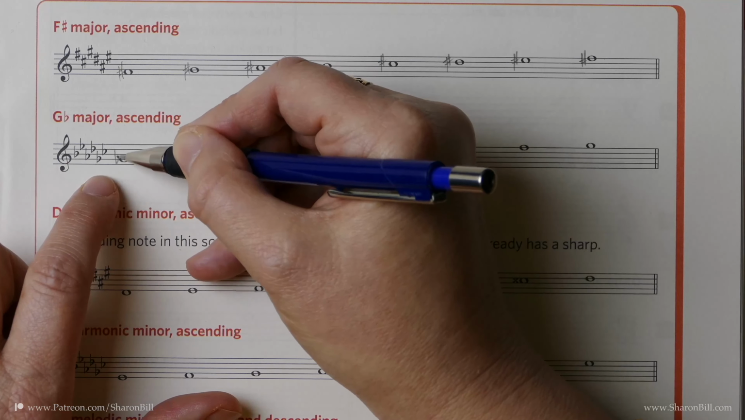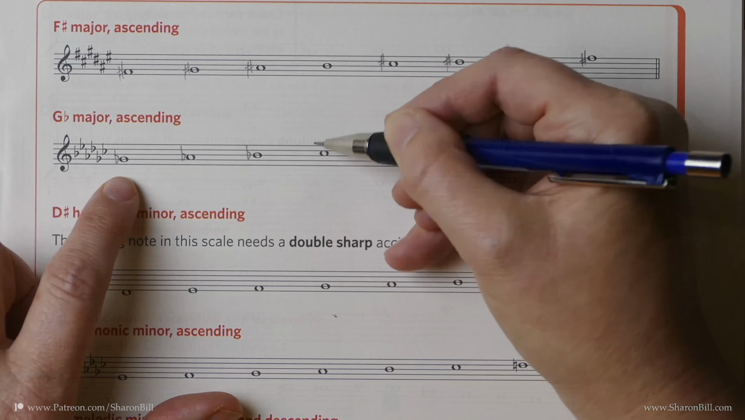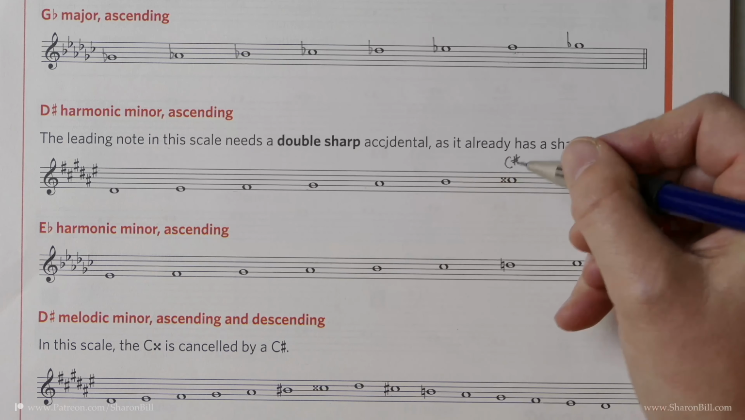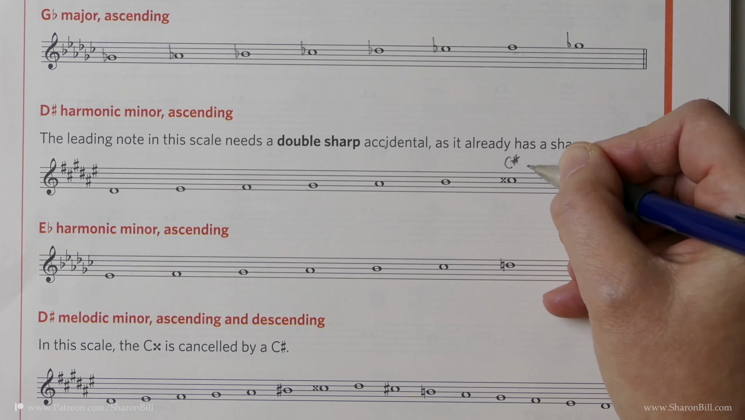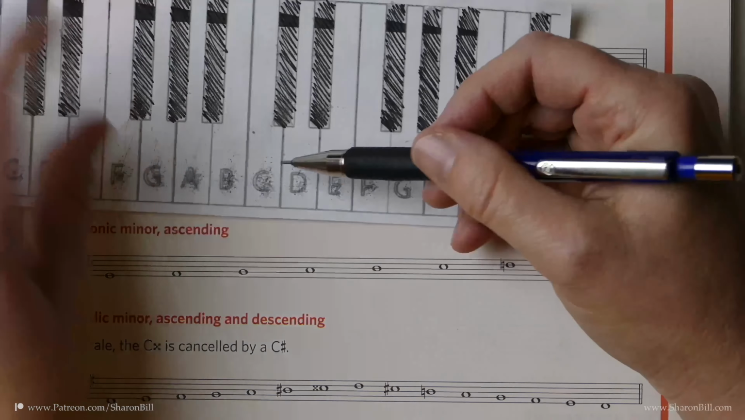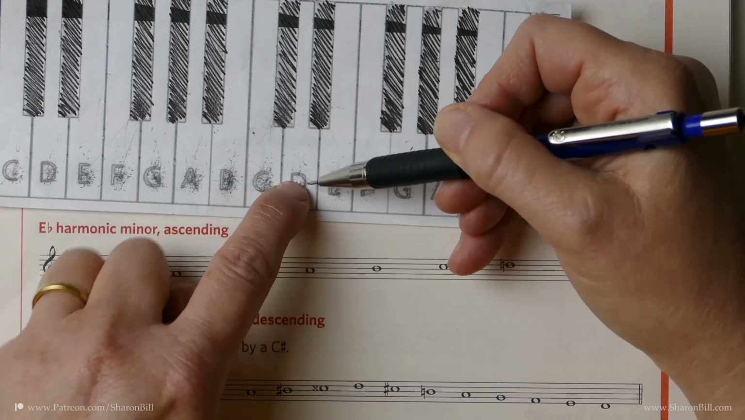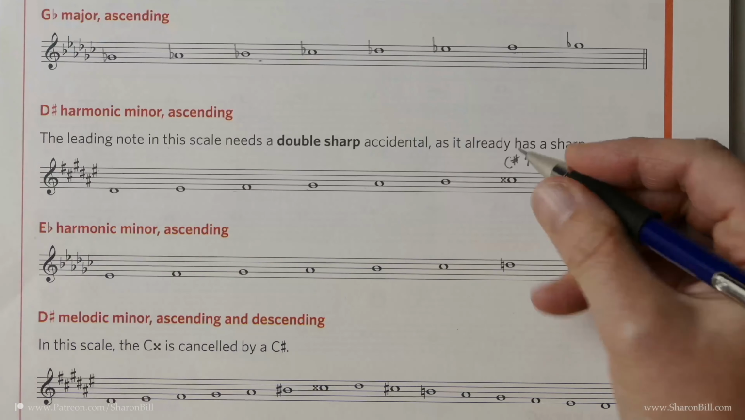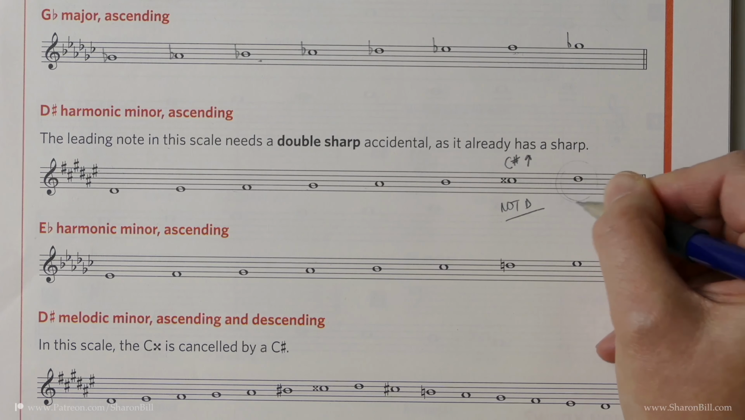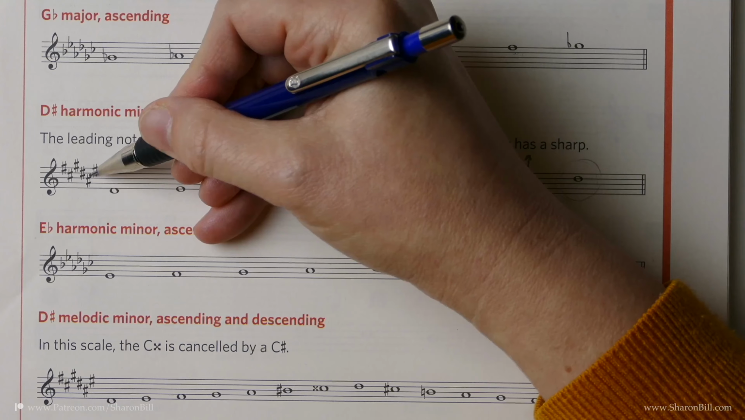G flats, A flats, B flats, is already present because of the key signature, but we've still got to raise it. So we've got to raise it by adding a double sharp. So C sharp raised becomes C double sharp. We cannot call it D. It's not D because the tonic is D sharp, and D natural has no place in this key signature.